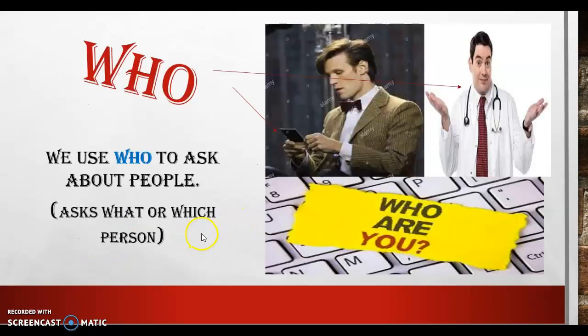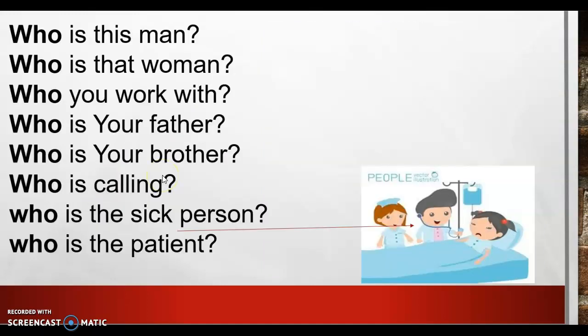See, and let's go with who. See those people, they're asking each other maybe, like this man. Who is this man? Oh, who are you? We use who to ask about people. Ask what or which person. Okay, let's see more examples.